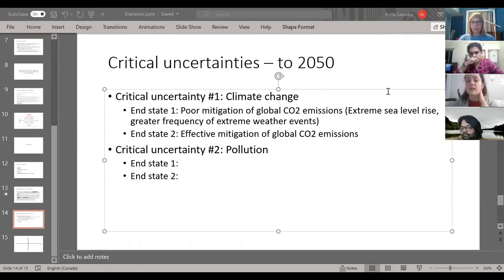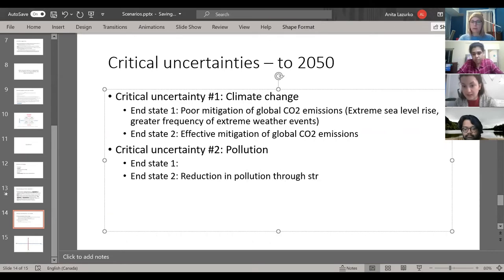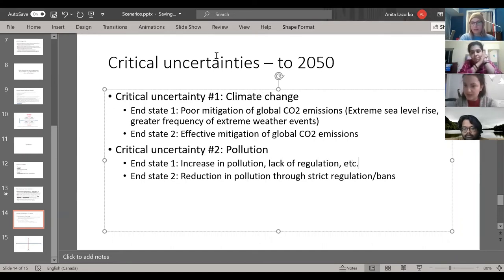And I think the challenging part about defining these end states is deciding what is an end state and what is an implication of that end state, right? A lot of these get into the implications, where we're saying, okay, if there's a lot of pollution, then there will be a lot of implications related to biodiversity and BOD and all of these things. So what if we take one of these more general suggestions like above, where we say reduction in pollution through strict regulation or bans, and then the opposite of that, which would be increase in pollution, lack of regulation, etc. Does that sort of make sense?